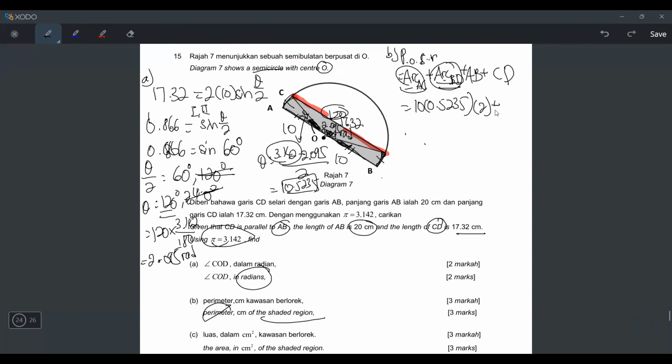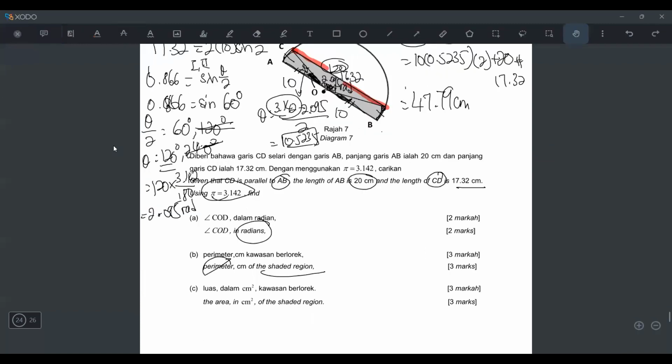So I just times 2 plus with AB. AB I know already is 20. CD also I know already it's 17.32. All of this is because I got label. That's why I know all these things. Okay, let's press all together. 10 times 0.5235 times 2 plus 20 plus 17.32. 47.79 cm. Let's go to soalan C, which is the final and the last question.